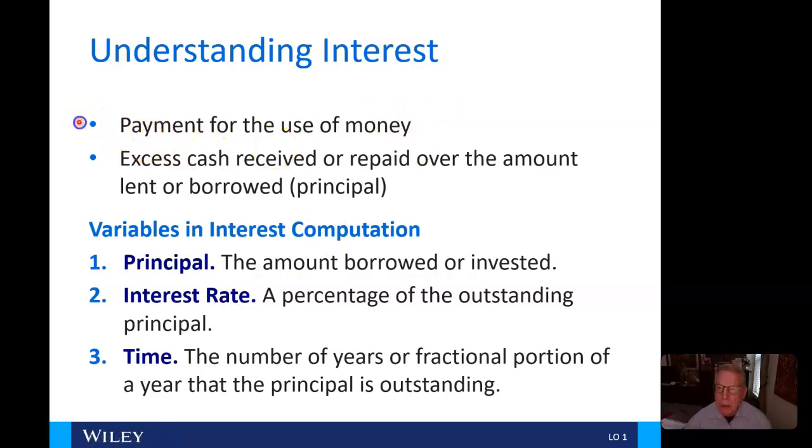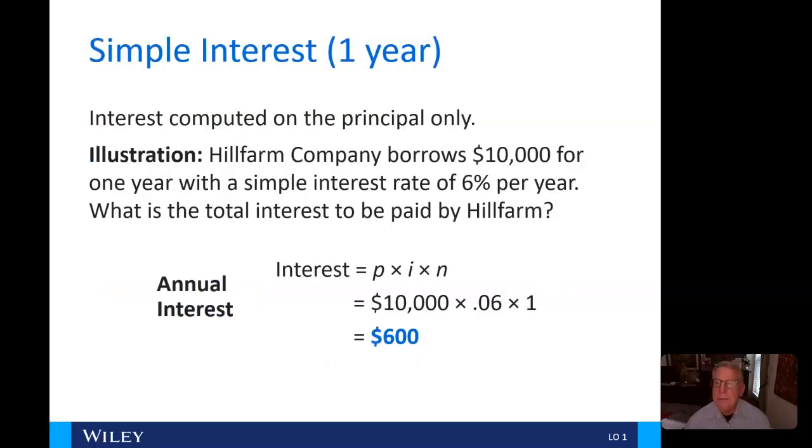Also, the payment for the use of money, the excess cash that we receive or repay over the amount lended or borrowed, the principal. Okay, so we have variables in our interest computation, which I think you probably would know. We have our principal, that's the amount that we borrow or invest. We have an interest rate, that's the percentage of the outstanding principal that we pay for the use of that principal. And then time, the number of years or fractional portion of a year that the principal is outstanding.